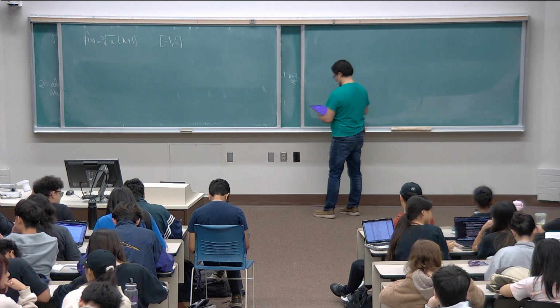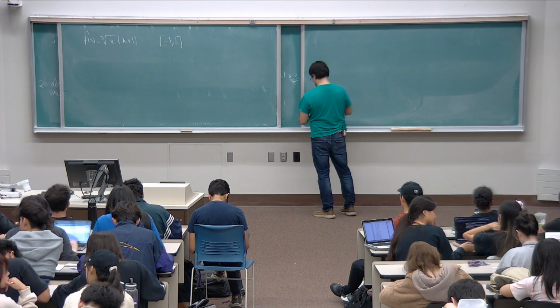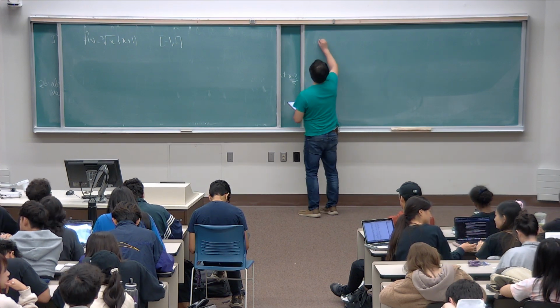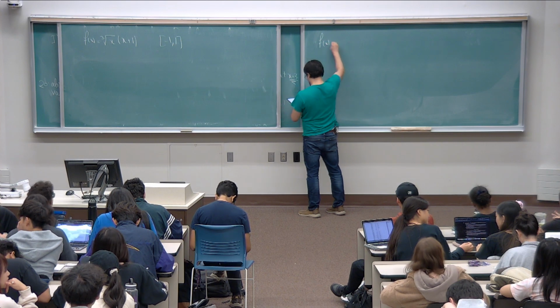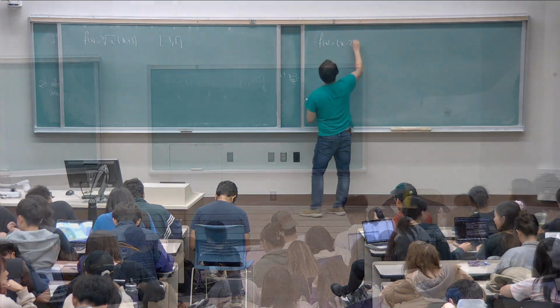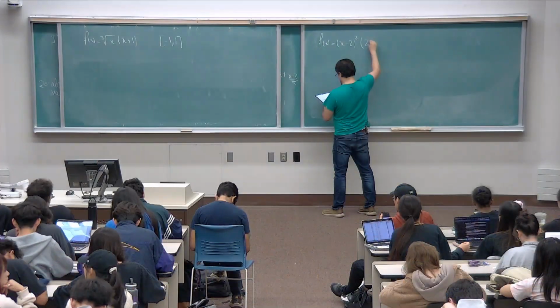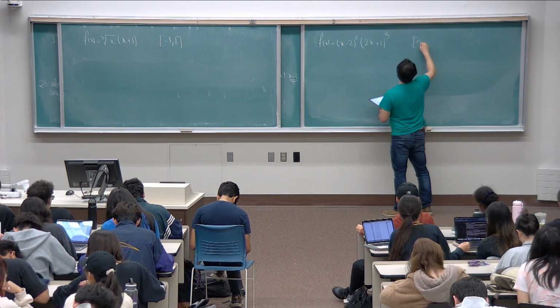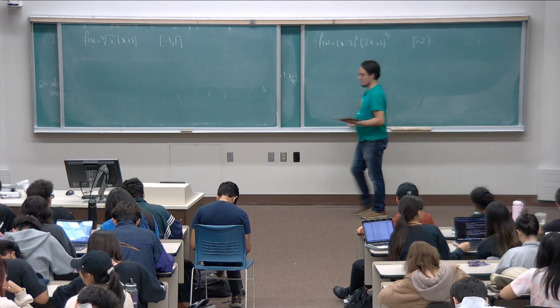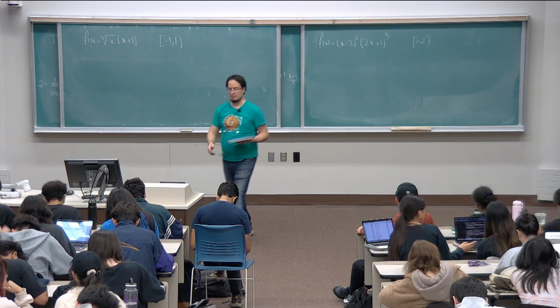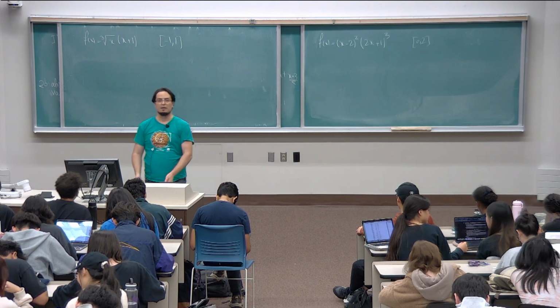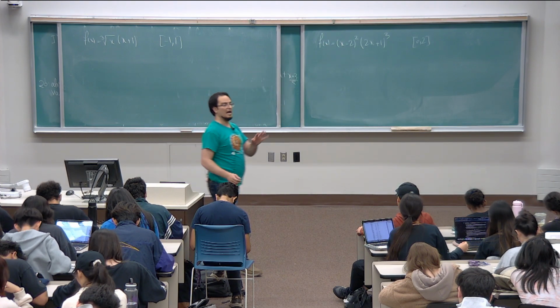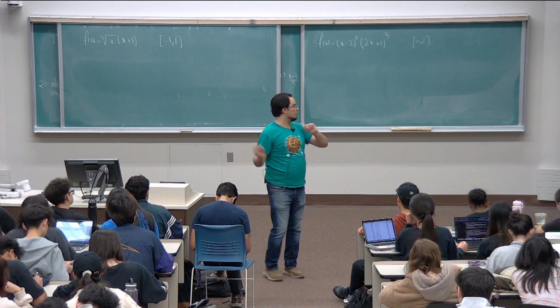One more. F of x is x minus 2 squared, 2x plus 1 to the power 3 on the interval 0, 2. I don't think I will have enough time to give you to work on these ones.